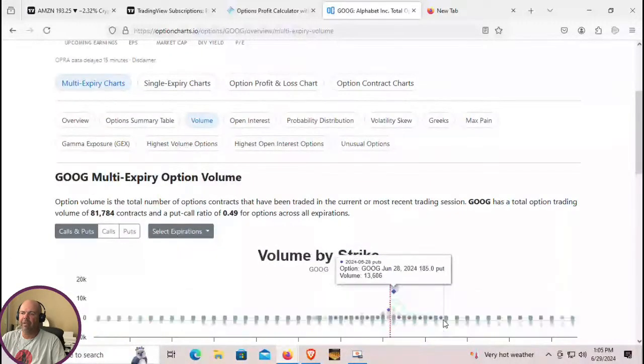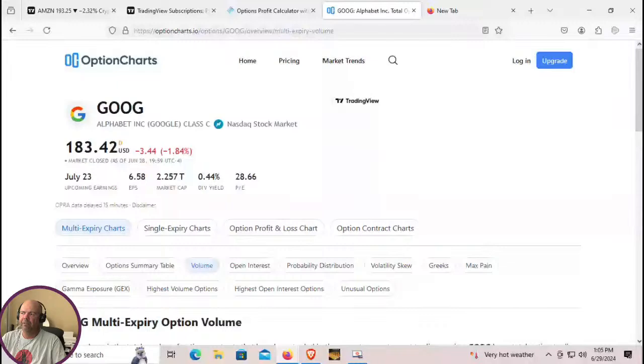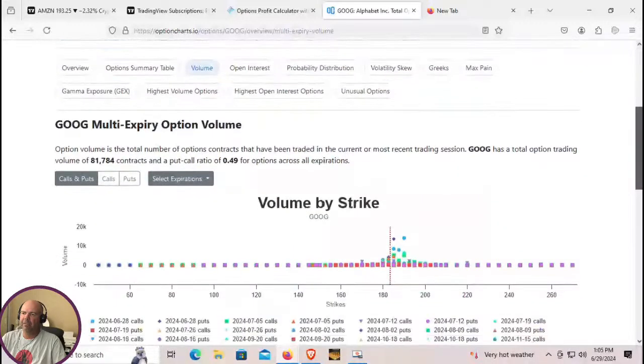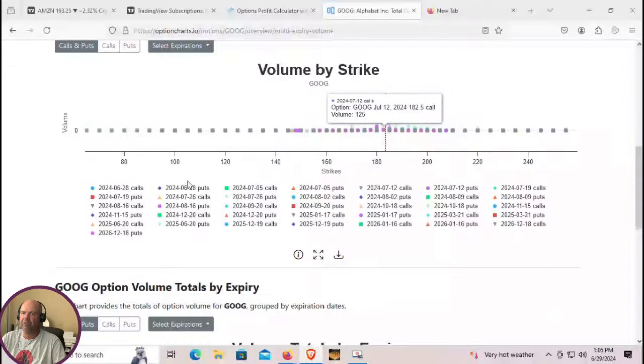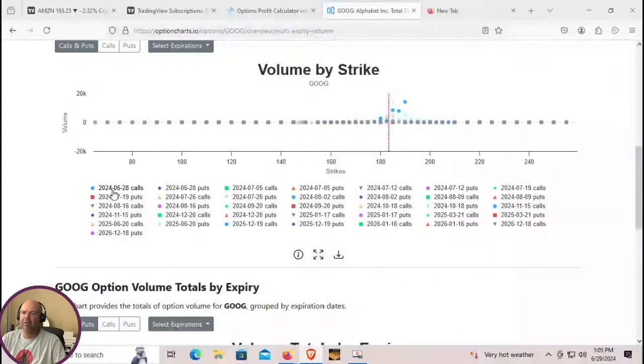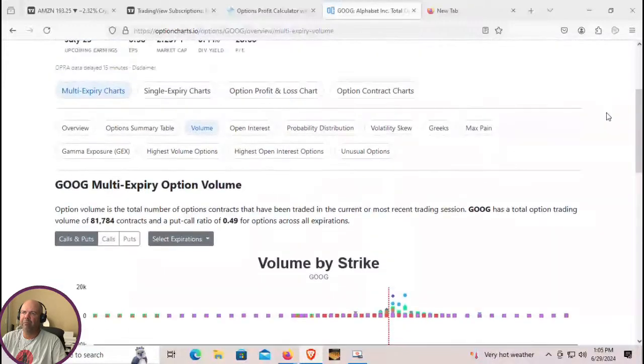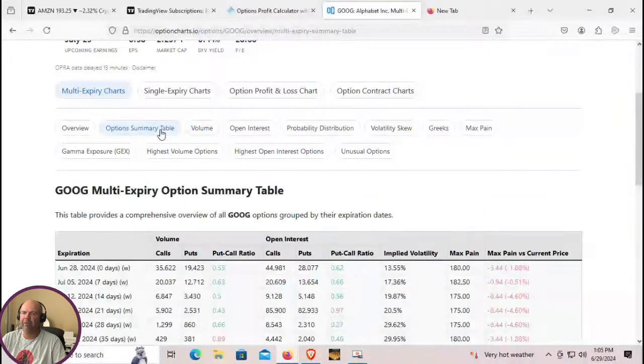Let me go down here. There's a lot of information for each contract, the calls and the puts and all that. So you've got to play with this. I like this one that I haven't noticed before. I'm going to start looking at this one right now.